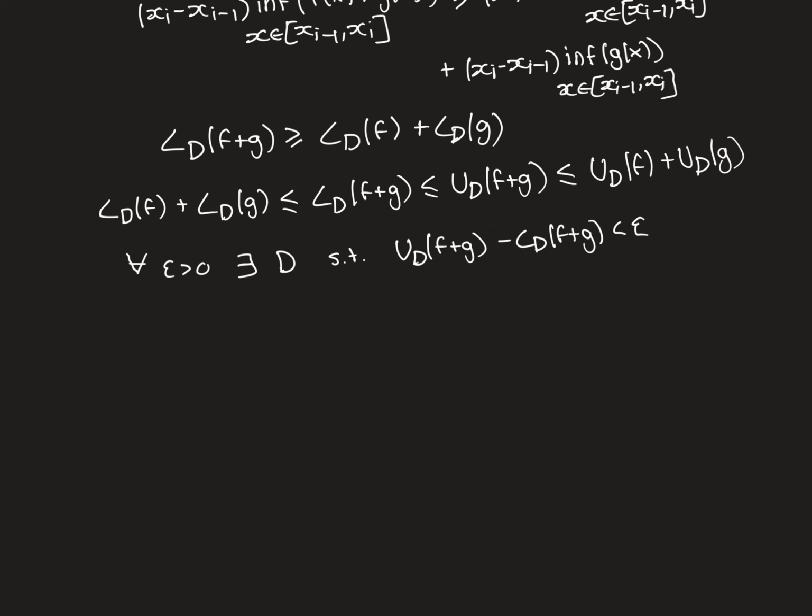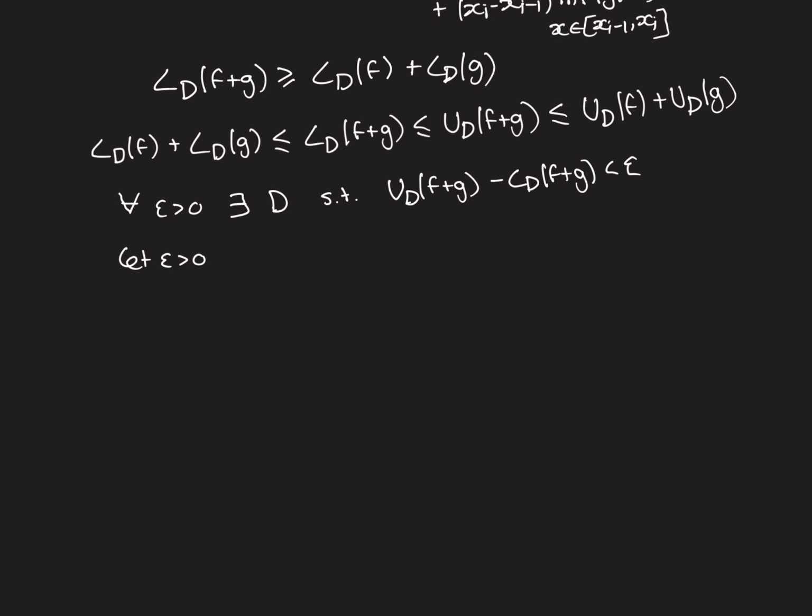So, how are we going to show this? Well, we're going to let epsilon be greater than 0, and I'm going to show you how to find such a dissection. Now, how am I going to do it? Well, I'm going to use this inequality and the fact that f and g are Riemann integrable and therefore they obey the Riemann integrability criterion.